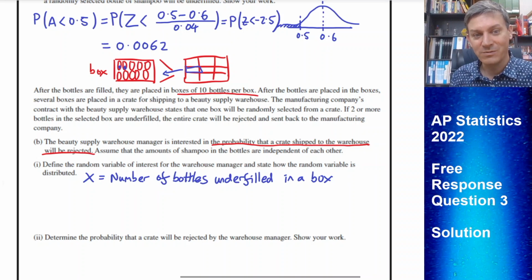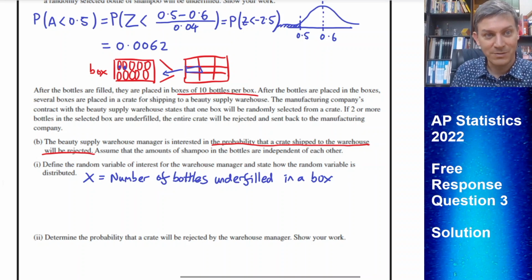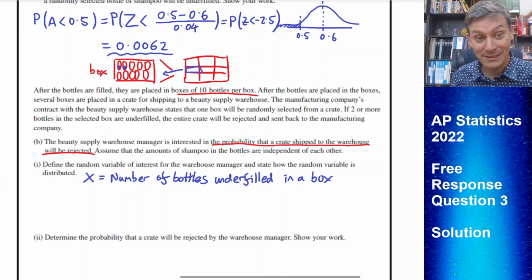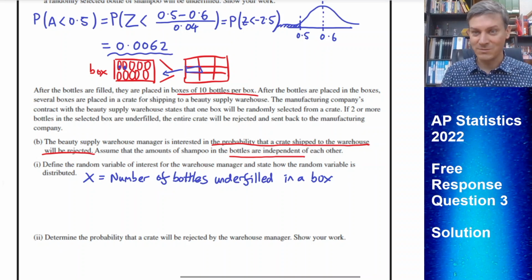How is this random variable distributed? Okay, so we've already calculated the probability that a single bottle is underfilled. That's given in part A of the question here. But now we're looking at 10 bottles, and one more important piece of information in the question is we assume that the filling of the bottles is independent of each other. So in other words, the machine has no memory of what it did on the previous bottle. So the probability of one bottle being underfilled does not affect the future bottles.